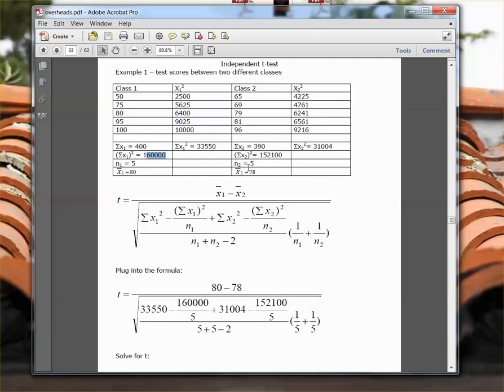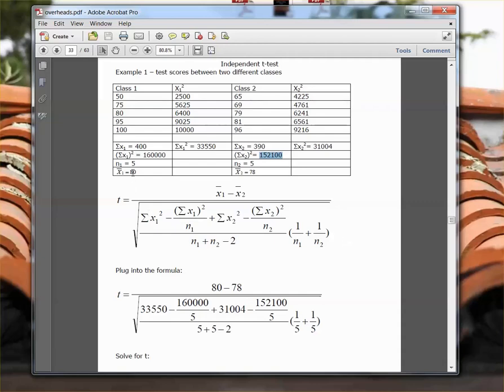We're going to do the same thing for our other sample, right? So 65 squared, 69 squared, 79 squared, 81, 96. Sum them up. There's your value there. And of course, we're going to need 390 squared, which is this value there. So now it's a matter of substituting into the formula.